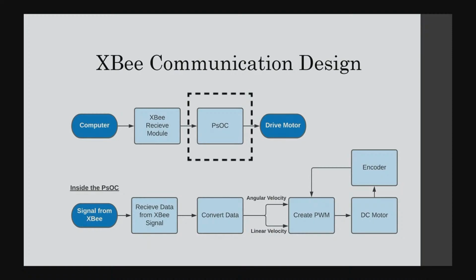to another XB, which is a router. The router XB is going to send the signal to our PSoC, which allows the PSoC to generate a PWM waveform to drive our DC motor.